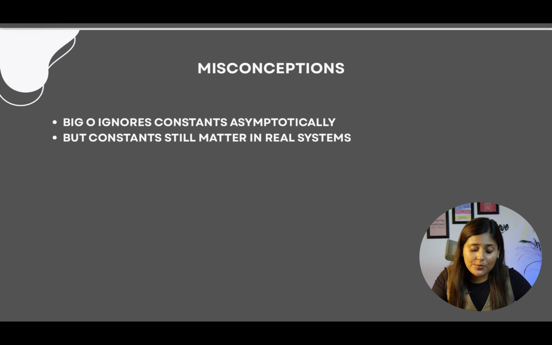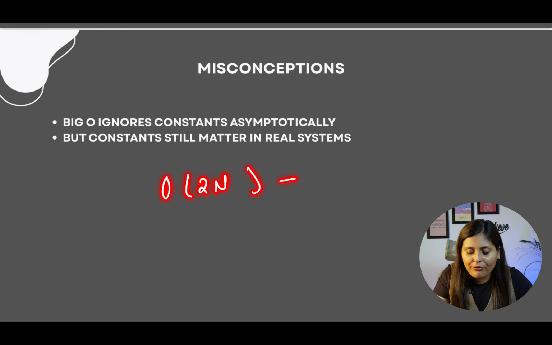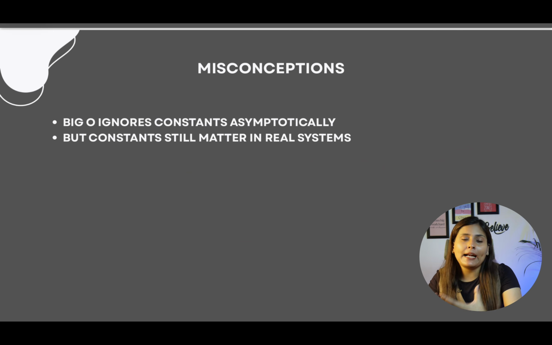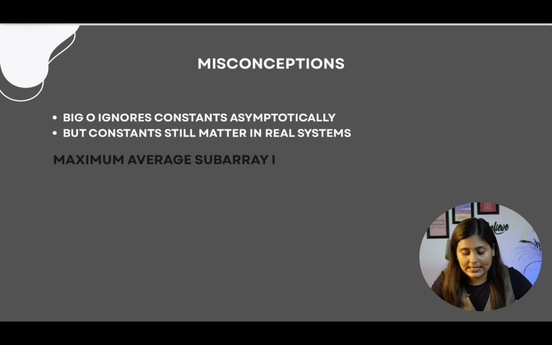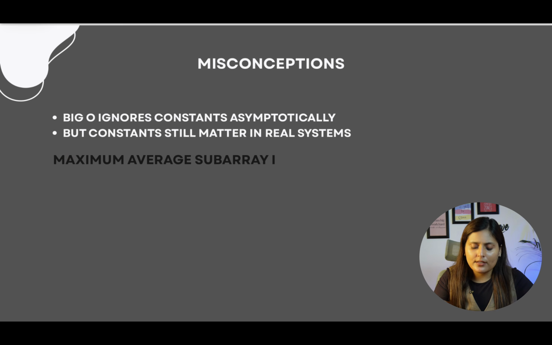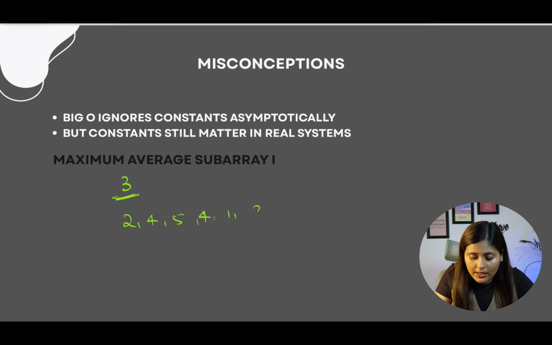Now the next misconception, big O ignores the constant asymptotically. Means when we say O of 2n and O of n or O of 5n all are equal to O of n only, when the constraint is high, it might not be true, as already said earlier. But let's try to understand with an example. Suppose a problem named maximum average subarray, and I ask you, can you give me the summation of all such subarrays of size 3? Suppose this is the array you have: 4, 1, 3, 4.